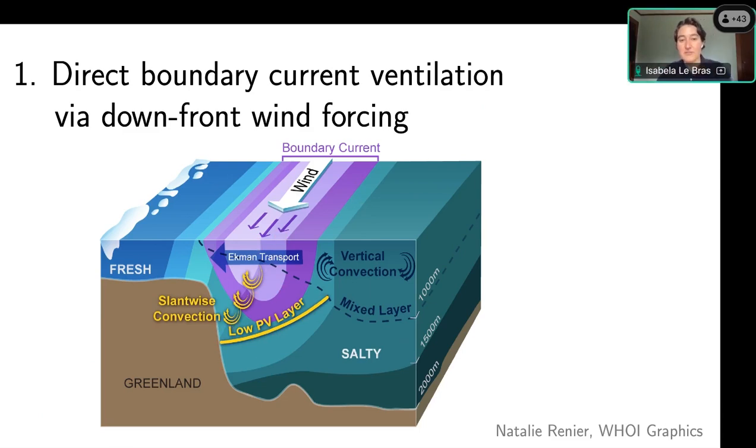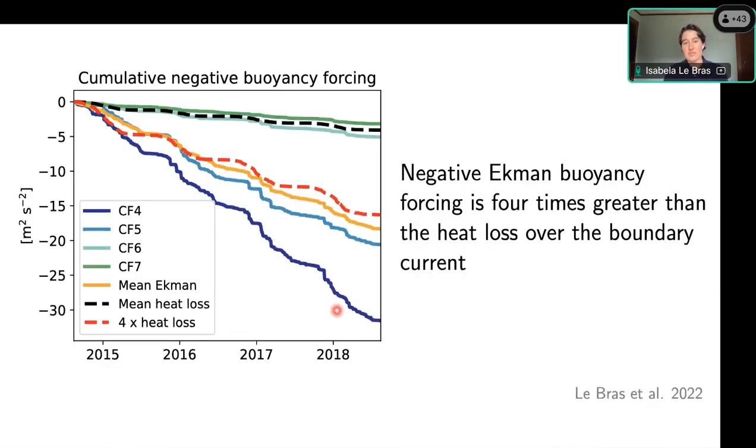And so we set out to see, first of all, if the level of forcing was consistent with this slantwise convection having a big impact. So here I'm showing the Ekman buoyancy forcing, just the negative part. So just the Ekman buoyancy forcing that causes dense water to go over light water, accumulated over time within the boundary current. So CF4 through CF7 are in the boundary current. And it's much greater onshore where we have higher density gradients. And then it decreases offshore to these green lines over here.